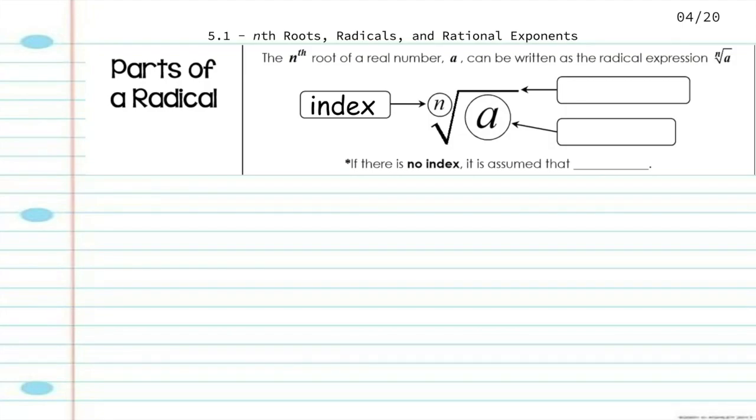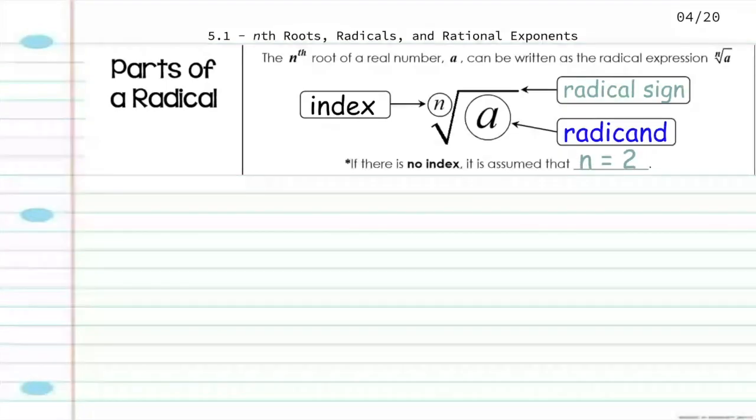Obviously, when n is 2, we don't typically write it there. We really only see it if it's a number greater than 2. Next, you'll be familiar with the radical sign. And then finally, a is what we call the radicand. If there's no index, it is assumed that n equals 2, like I just mentioned. Something else that I want to add is that sometimes the radicand, the letter a, is raised to a power, and that's in the place of m that you can see on the screen.